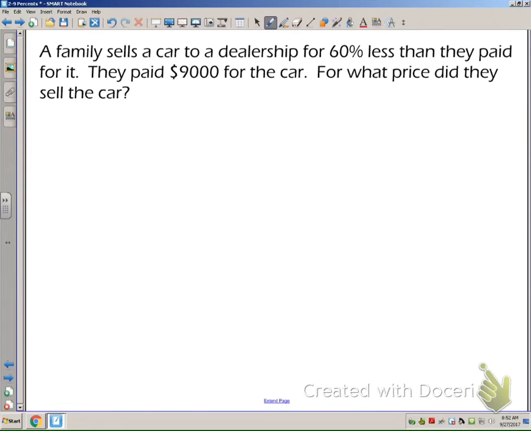Okay, so a family sells a car to a dealership for 60% less than they paid for it. They paid $9,000 for the car. For what price did they sell the car? Go ahead and pause the video and give this a try.